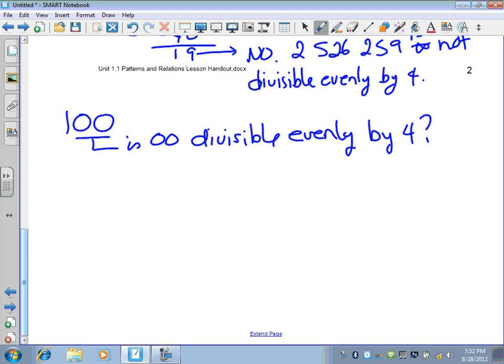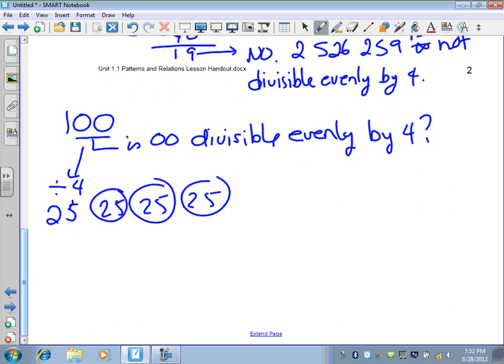But if you take a look at 100 and think of it as being pennies or a dollar, you can make 4 quarters from this. You can divide by 4, and you'll get 25, 25, 25, and 25. So, is 100 divisible by 4 evenly? The answer is yes. So, we can add this part to our lesson. And we're going to, to our definition, and we're going to do that in the next page.